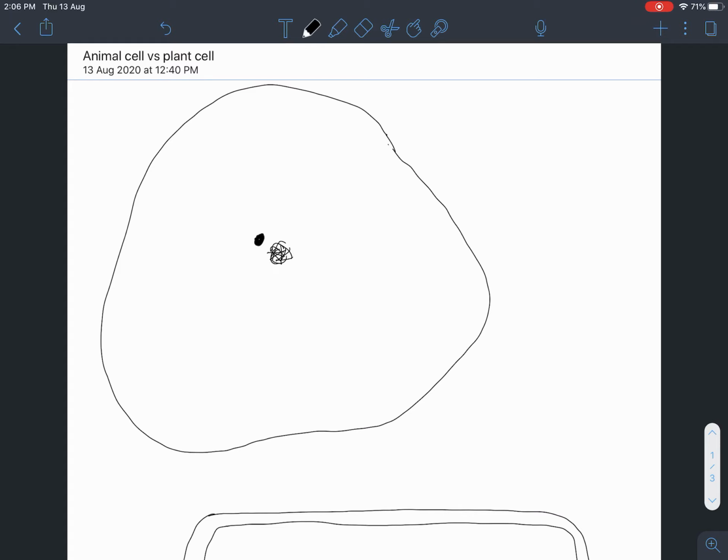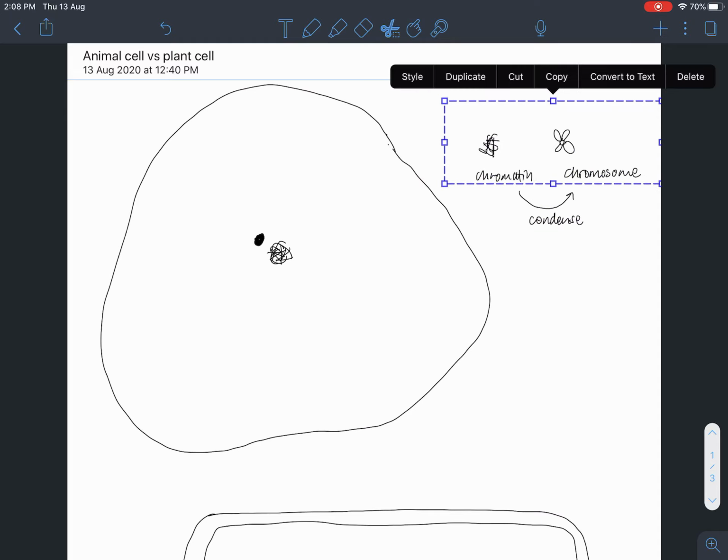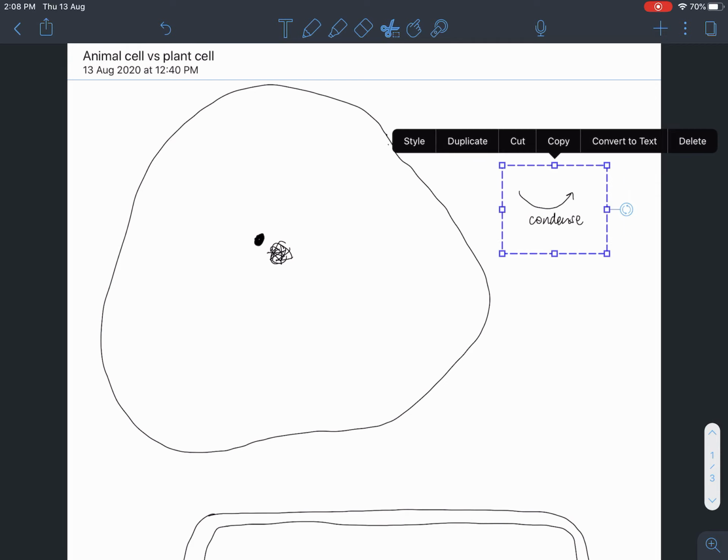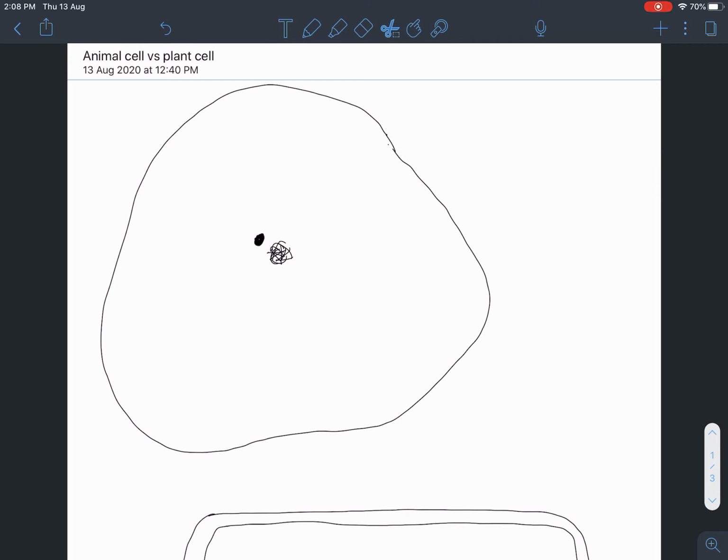So as you can see, chromatin and chromosome are different. This is known as chromatin, this is known as chromosome. Chromatin is not yet ready for cell division. It needs to condense to form chromosome only for cell division. So you will only see chromosome in the cell division chapter. So that's the difference between chromatin and chromosome. One is not condensed enough and another one is condensed enough until you could see it under a microscope.